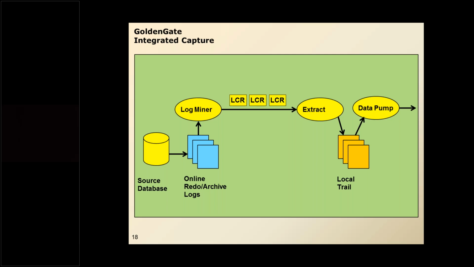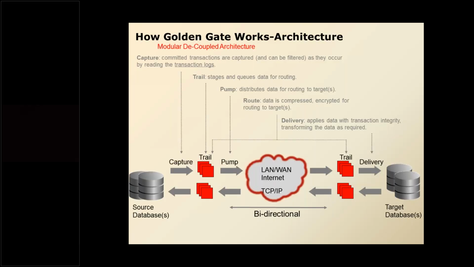Now you may wonder, so the performance of integrated extract is much faster than the classic one. The performance of the integrated extract is much faster in comparison to the classic extract. And another thing is, prior to integrated extract, as I mentioned, Goldengate is a tool which is external to the database. Now it has some impact on the database.